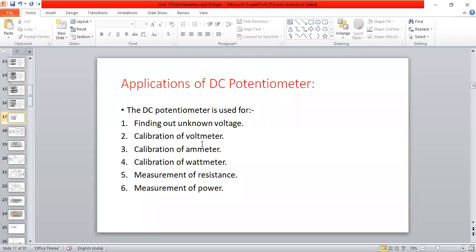If we are measuring the voltage, instead of voltage, we can fix the current also. We can measure the current also. Calibration of ammeter we can do. If we are doing voltmeter and ammeter, then we can easily calibrate the wattmeter also, the product of voltage and current. This is DC only. DC को कुछ power factor नहीं रहते, phase angle नहीं रहते. So the product of those two, wattmeter also we can calibrate. The measurement of resistance we can do, measurement of power we can do.